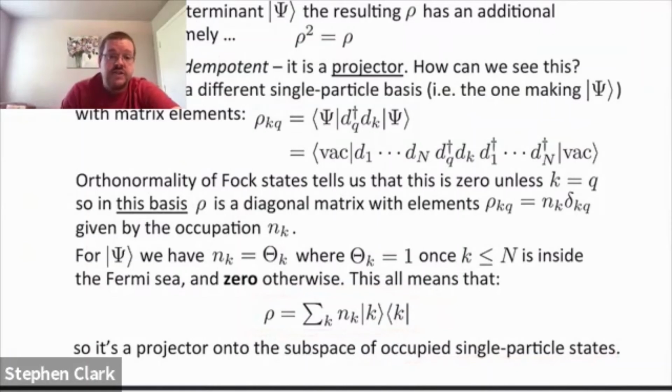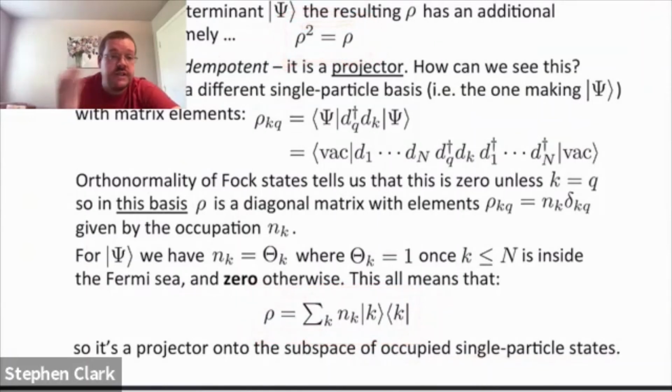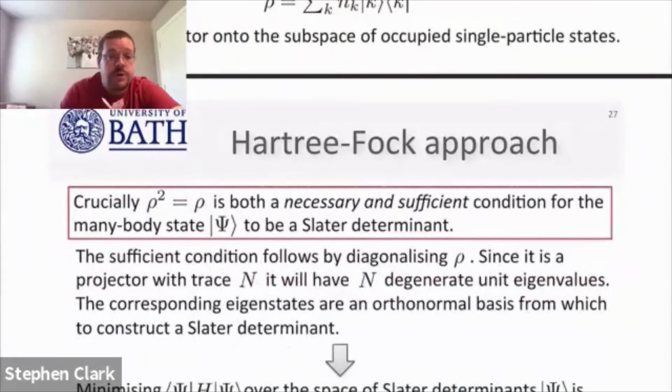And because this is true in one basis, it's true in any basis. It won't be diagonal, but it will obey this property, because this property is true for this matrix, it must be true for the matrix written in any basis. If you unitarily rotate it, it doesn't change this property. So rho squared equaling rho is both a necessary and sufficient condition for the state that generated it to be a Slater determinant.